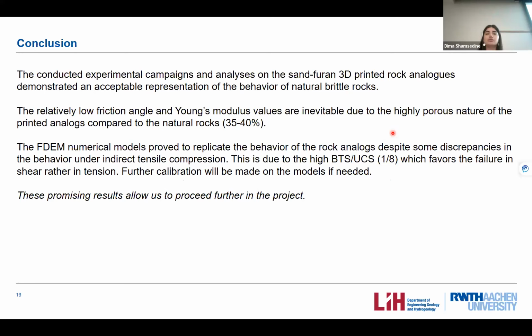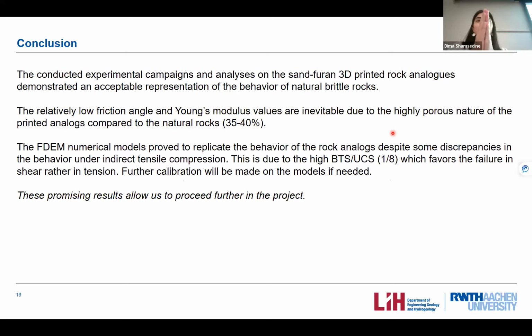So to conclude the work within this work package that I've been working on, we were able to prove that the synthetic material can behave as natural brittle rocks and can be used as a rock analog, specifically a sandstone analog.